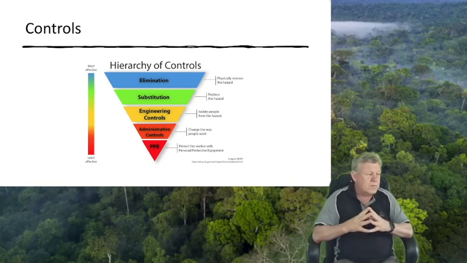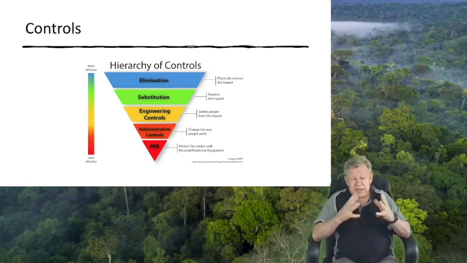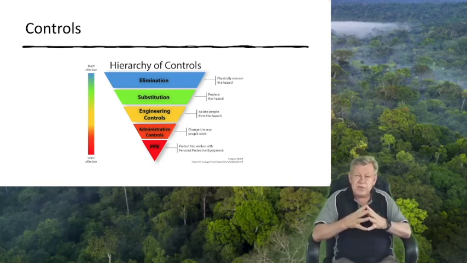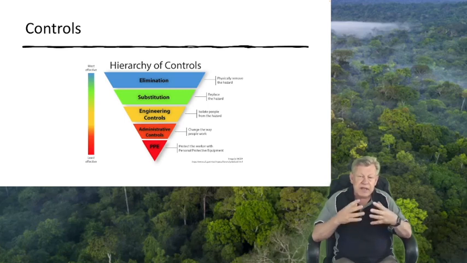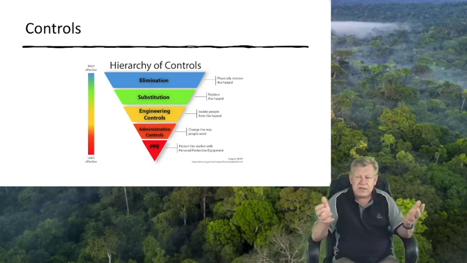However, it's not always possible. For instance, the best way to prevent car accidents is to get rid of all the cars. But that's not going to work because our economy and society depend on vehicles to get things done. So I can't get rid of the cars, so I'm left with the next best thing, and that is substitution.